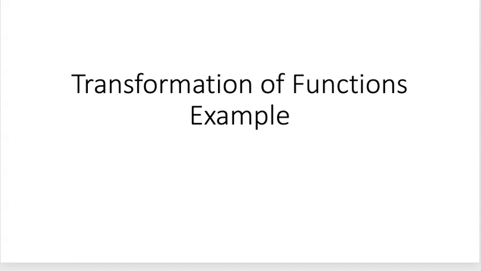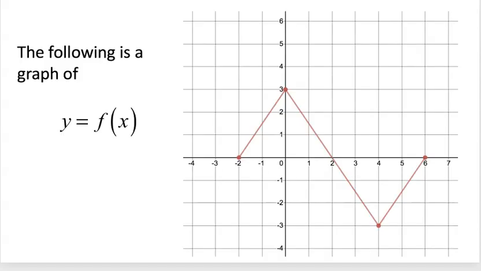This is a transformation of functions example. We're given this graph of y equals f of x in red, extending through these points: (-2, 0), (0, 3), (4, -3), (6, 0).